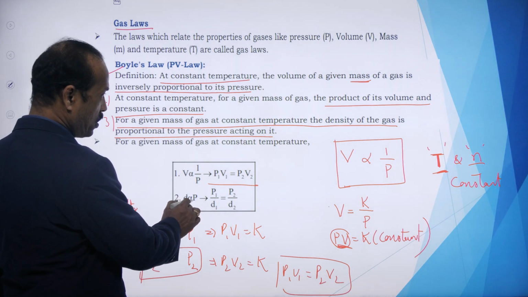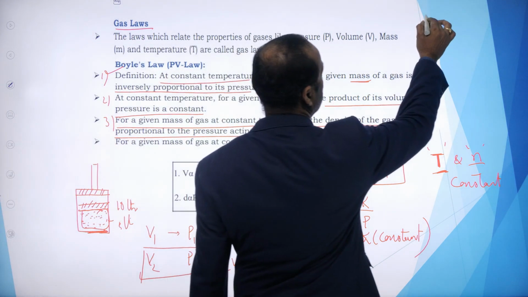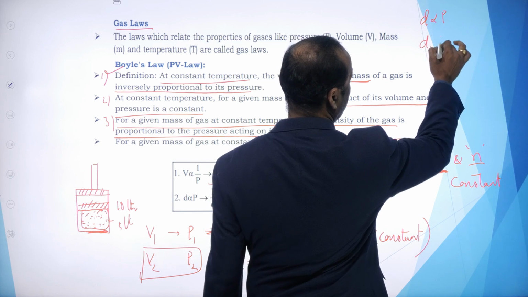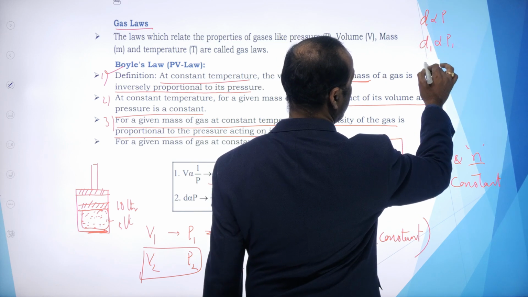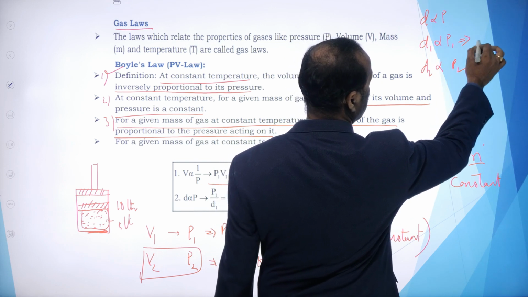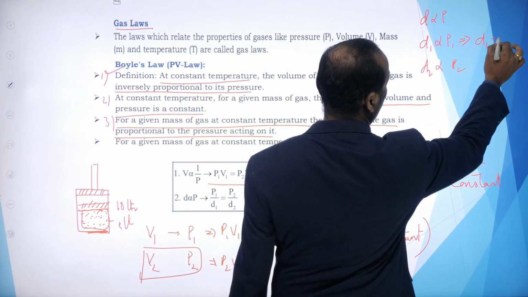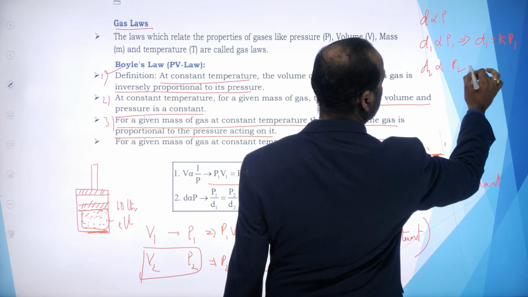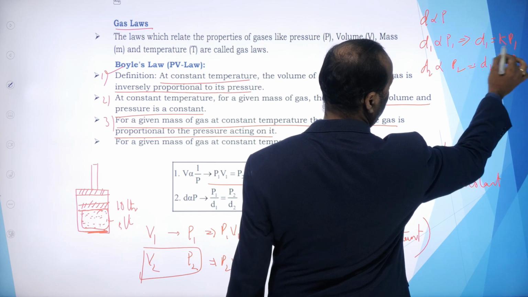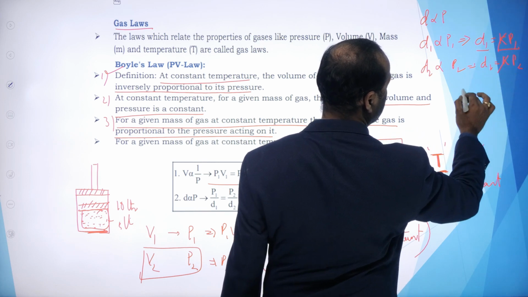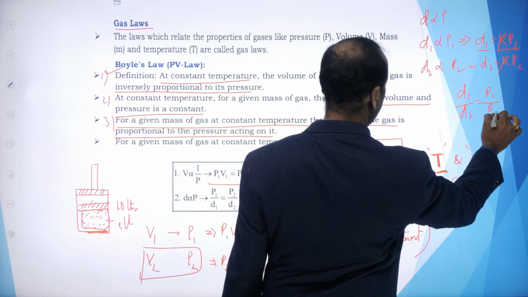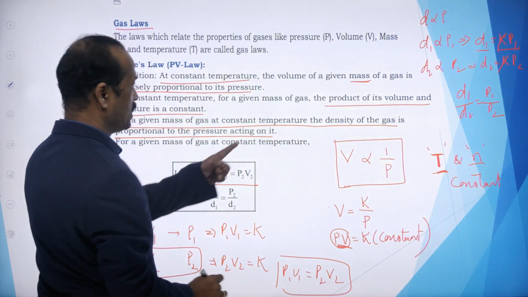And next one is density is directly proportional to the pressure. So see here, density is directly proportional to pressure. So what we can write now? D1 is directly proportional to P1, D2 is directly proportional to P2. Removing the proportionality sign we get D1 is equal to K into P1, and D2 is equal to K into P2. Now divide both, K gets cancelled. D1 by D2 is equal to P1 by P2. Correct?